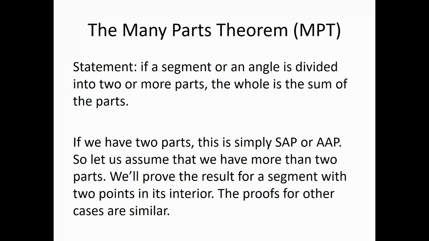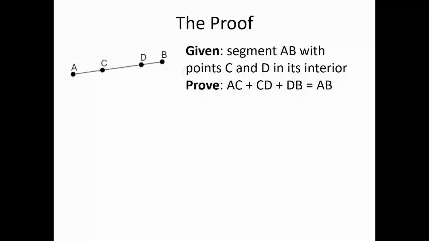So let us show the proof in this case. Here's the setup. We have segment AB with points C and D in its interior, as shown in the diagram. And we wish to prove that the sum of those 3 parts created, that is AC, CD, and DB, is AB. Now, how are we going to do this?